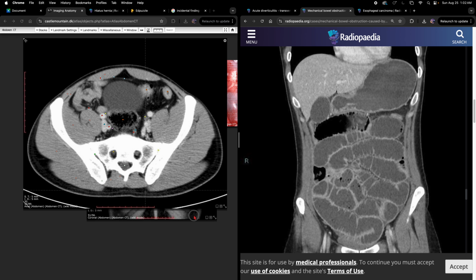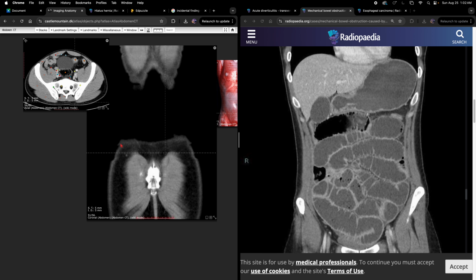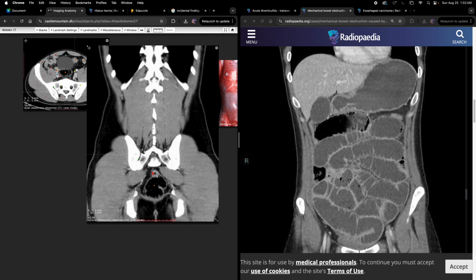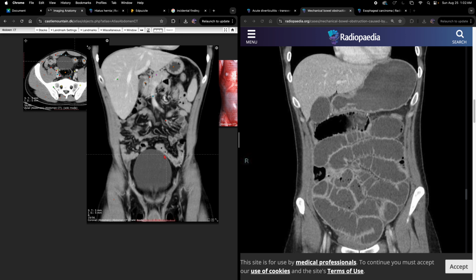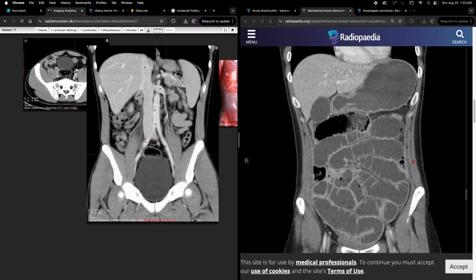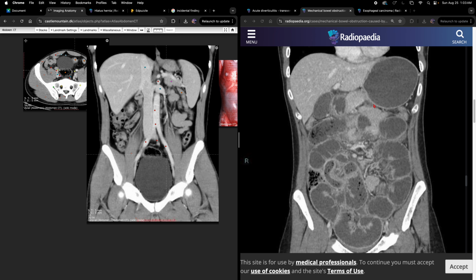So let me find the coronal image on this one just to compare these two. So on the left we have normal, which I'm scrolling with right now, and on the right we have an example of intestinal obstruction, right? So in the intestines nothing's moving as it should, and so it's backed up.